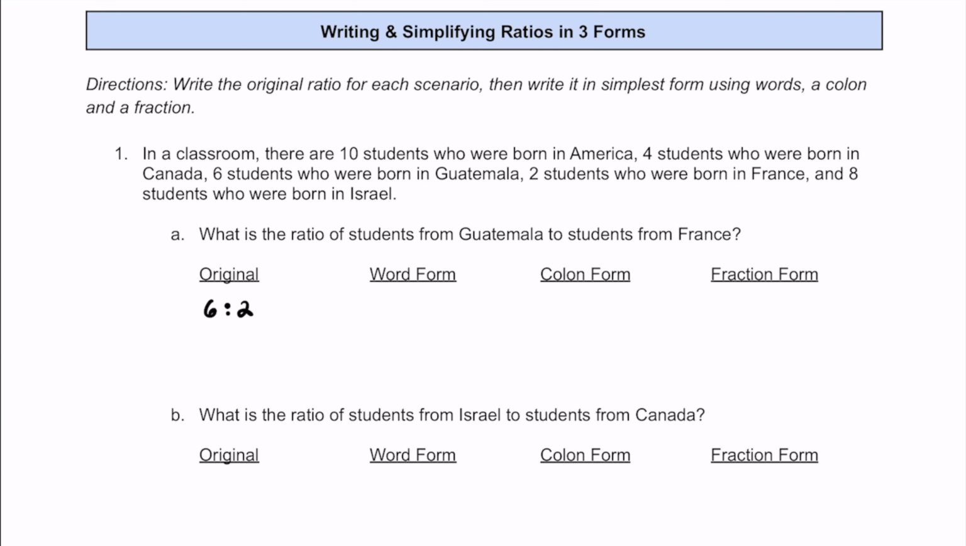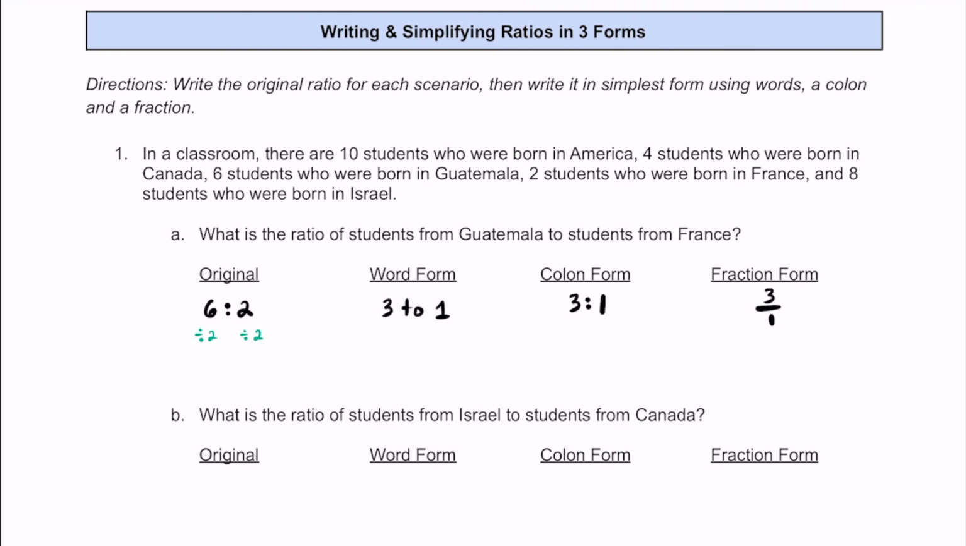Now we can simplify this by using their GCF. We can divide both of these numbers by 2. So saying the ratio of 6 to 2 is equivalent to saying the ratio of 3 to 1. That's using words here. And then using the colon form, this is 3 to 1. And using the fraction form here, we're going to say this is the ratio of 3 to 1 in fraction form.